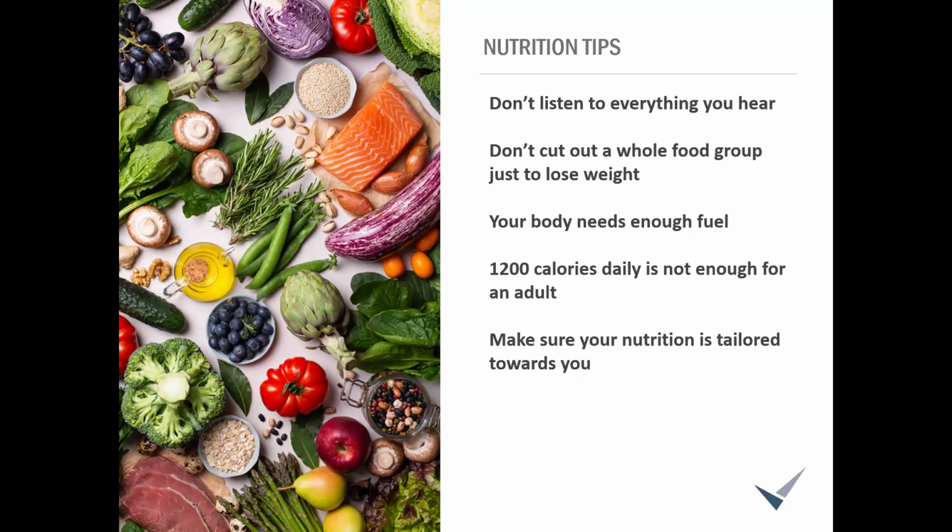We need to make sure we are not depriving our bodies. We need to fuel it enough to meet our requirements, but still less than the energy we are burning when it comes to weight loss.